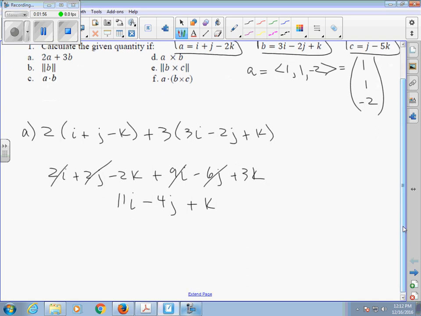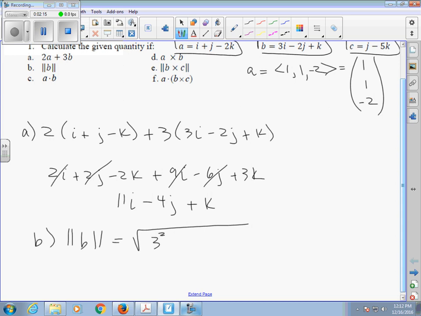Okay, moving on to B. B's notation means magnitude. Double bars like that mean magnitude. If it's single bars and it's a vector, that doesn't mean absolute value, it means magnitude. In fact, magnitude is the absolute value. It's the distance it has traveled from its original position. So the magnitude is root sum of the squares based on Pythagorean theorem.